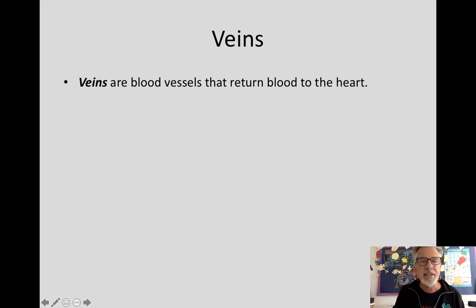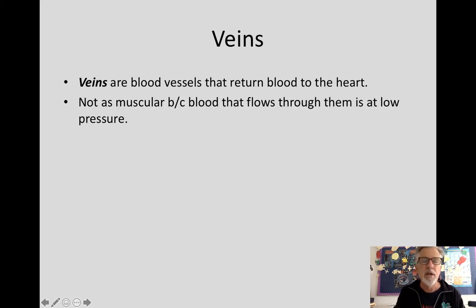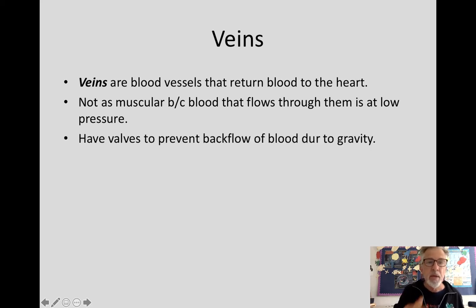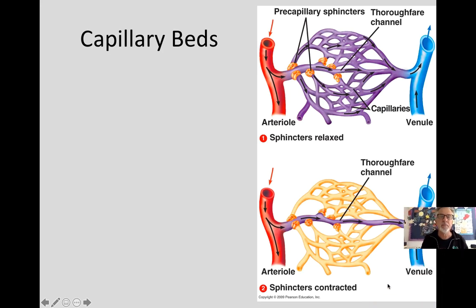So veins, as I said, are blood vessels that return blood to the heart. They're not as muscular because blood that flows through them is at very low pressure, and therefore they don't have to withstand high pressure blood. They also have valves, and that's to prevent backflow of blood due to gravity. Once blood reaches a certain point in a vein, the valves will close if gravity is tending to pull it down. So blood will work its way up in a less continuous and more stepwise fashion.